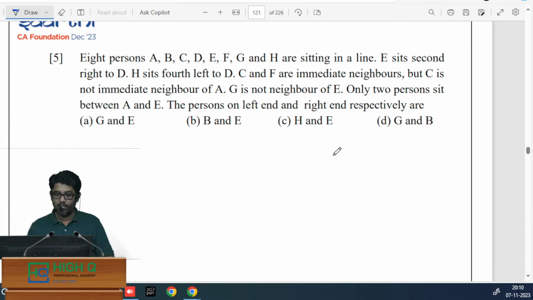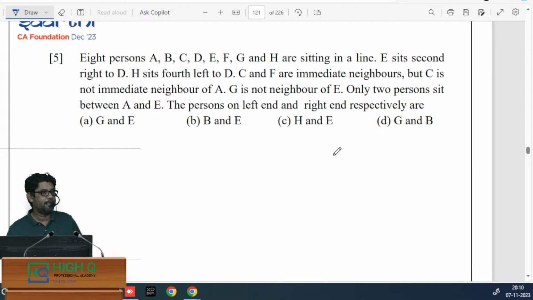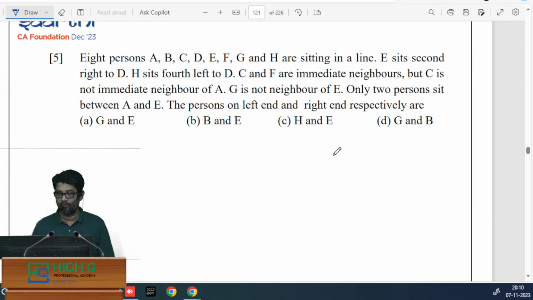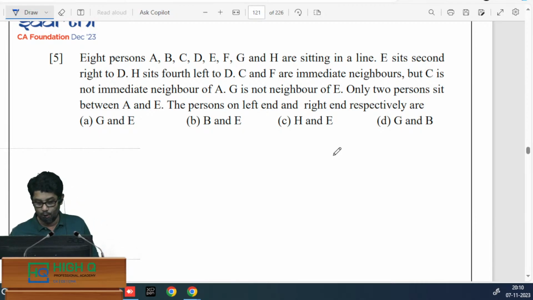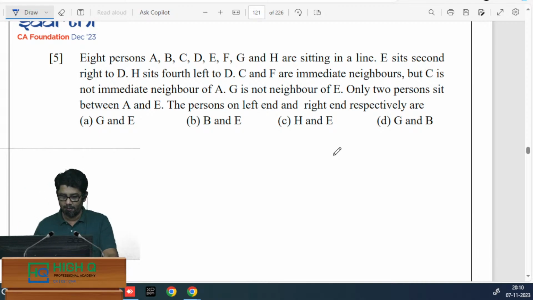Now, 8 persons. Now you tell me, what you will say, my dear? Will you attempt this question first if it comes in the exam initially? No, sir. When I get time, then only I'll do it. Fine. Now listen here. 8 persons A, B, C, D, E, F, G and H are sitting in a line.